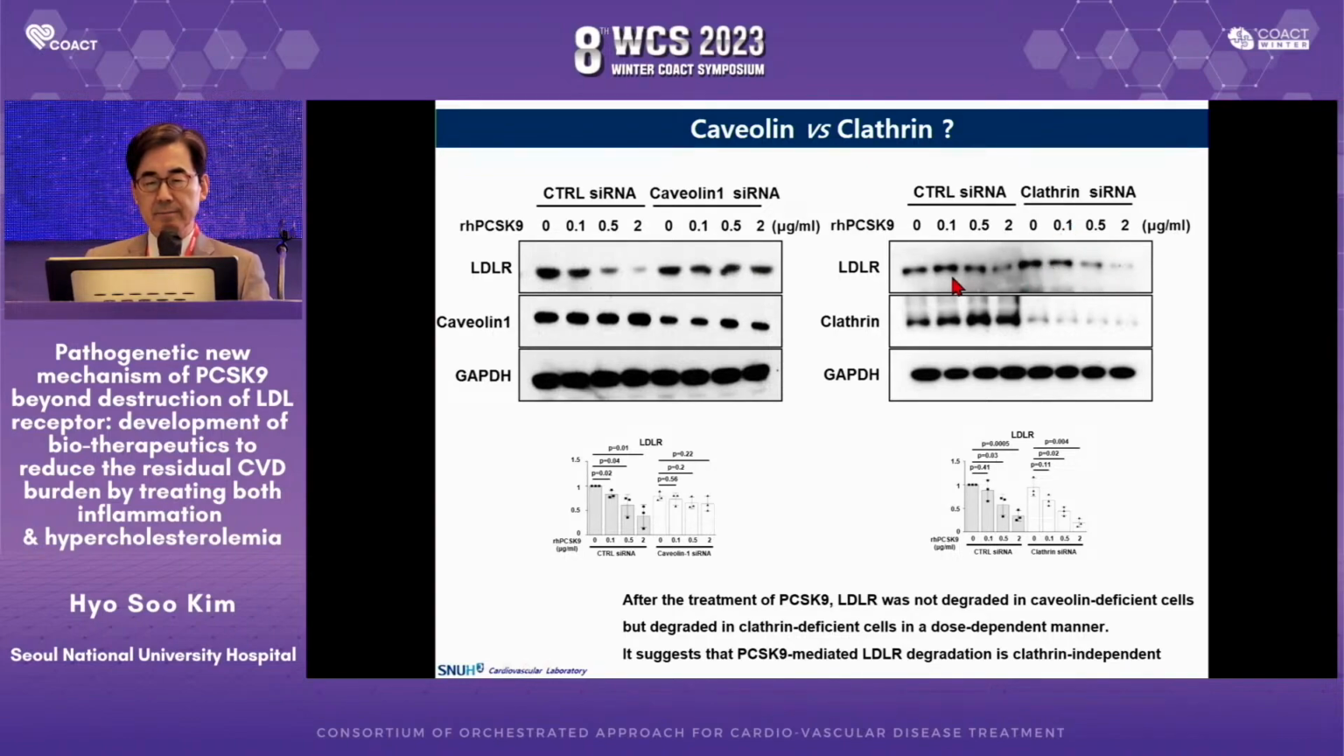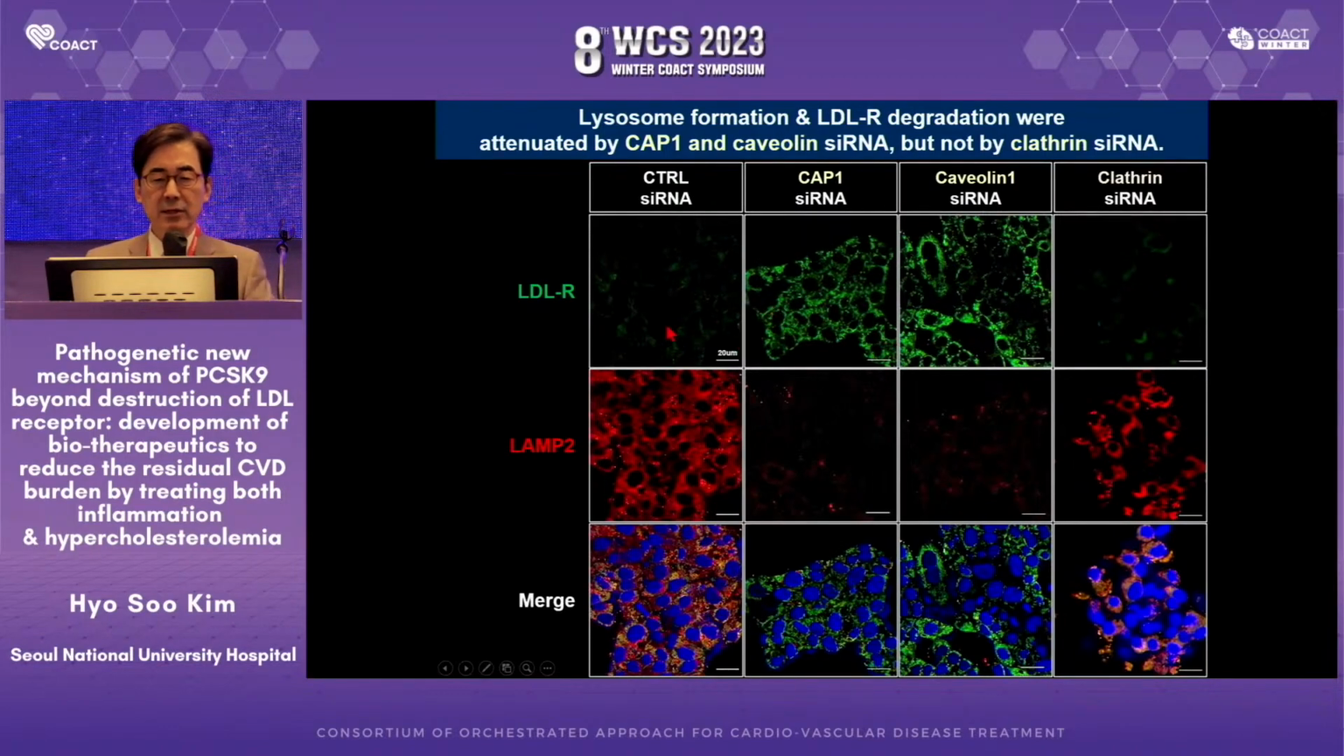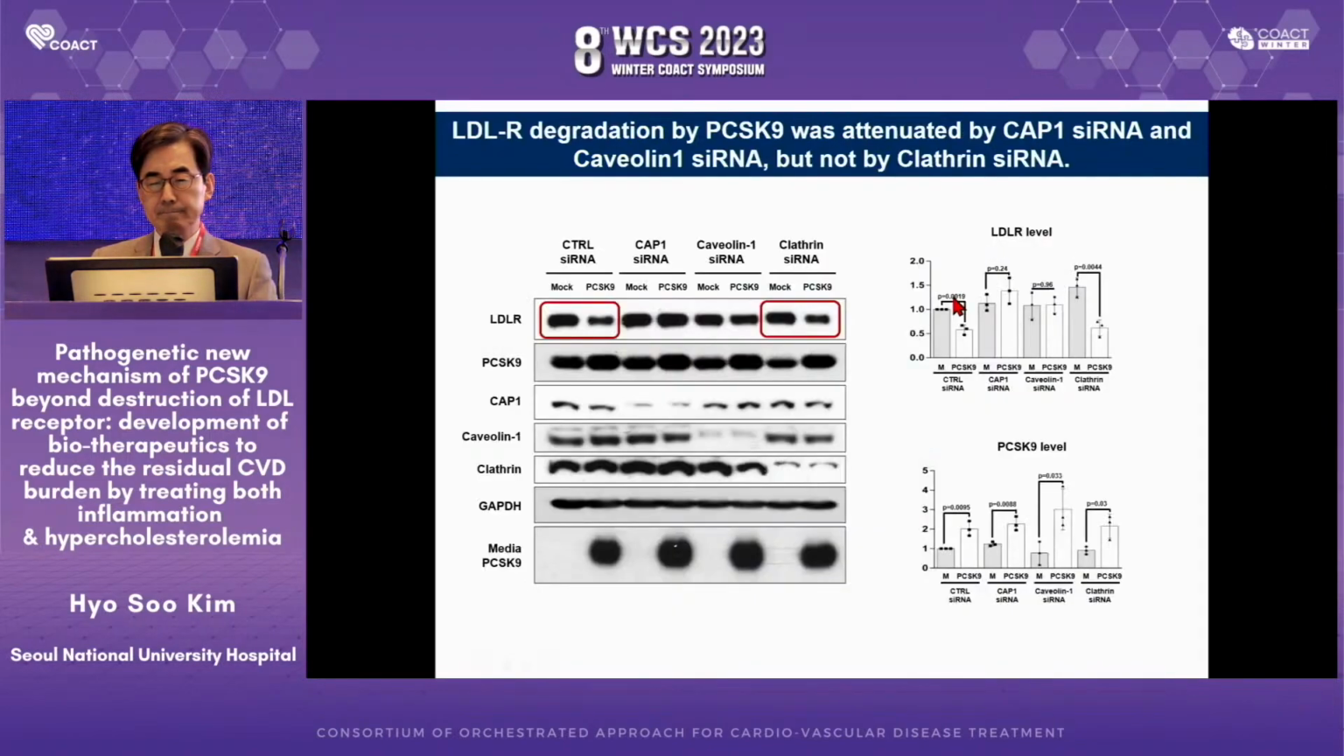Clathrin is not important. Here is immunofluorescence staining. In control conditions, receptors are degraded with lysosomal activation. This does not change even if we block clathrin. When we block CAP or caveolin, receptors are not degraded even under treatment of PC9. Here's another evidence. In control conditions, PC9 degrades the receptor, which is not affected by clathrin siRNA, but receptors are not degraded with CAP or caveolin 1 siRNA. Thus, CAP and caveolin are very important proteins to degrade the receptor by PC9.